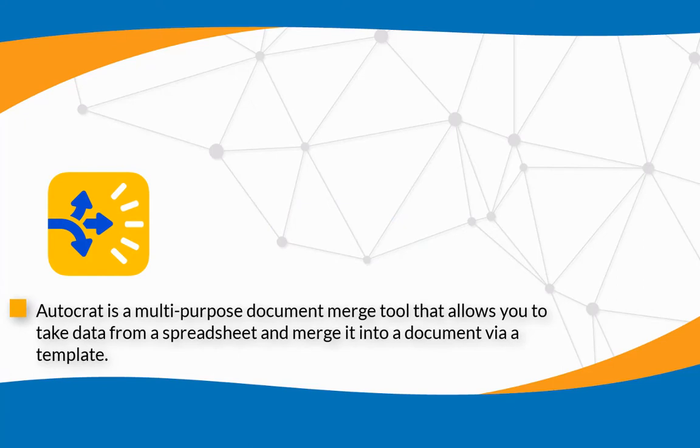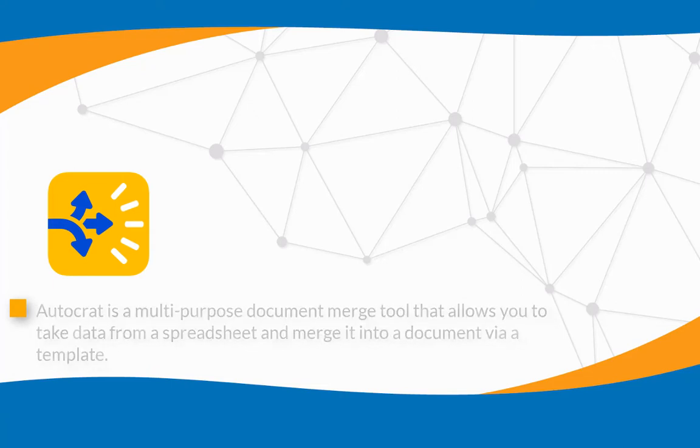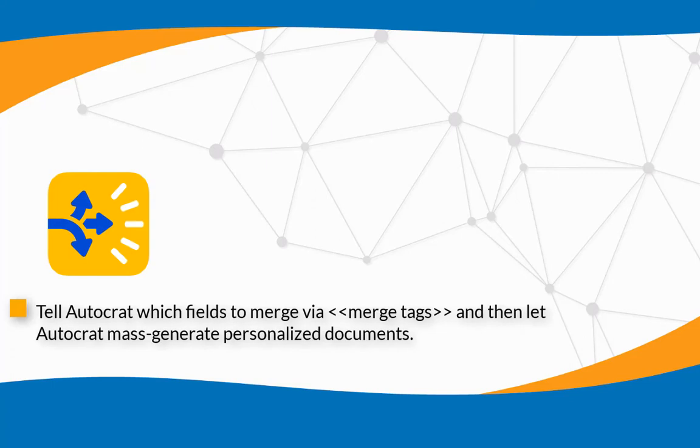Autocrat is a multi-purpose document merge tool that allows you to take data from a spreadsheet and merge it into a document via a template. Tell Autocrat which fields to merge via greater than and then let Autocrat mass generate personalized documents.